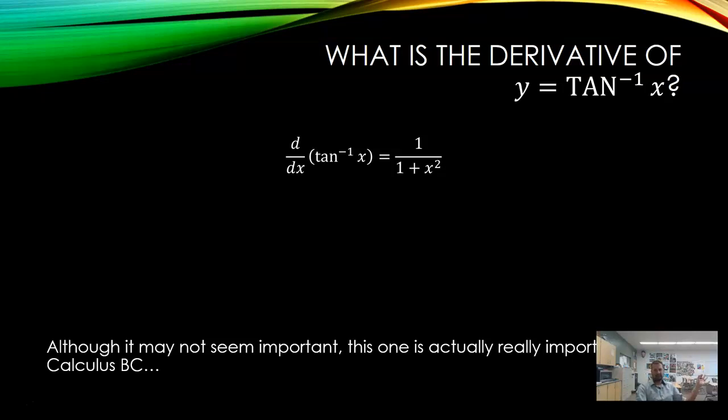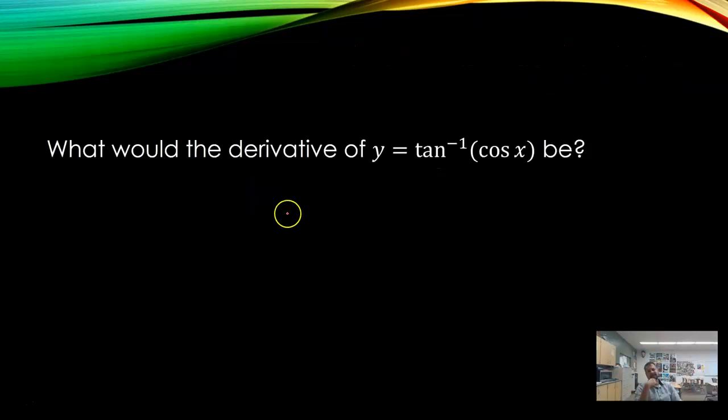So if I saw something like this, where I wanted the derivative of the inverse tangent of cosine of x, then that would be 1 over 1 plus, instead of x, because cosine is our inside function here, I would have cosine of x squared, and then we would multiply that by the derivative of cosine of x, which would be negative sine of x. And that would be our answer for this particular derivative.